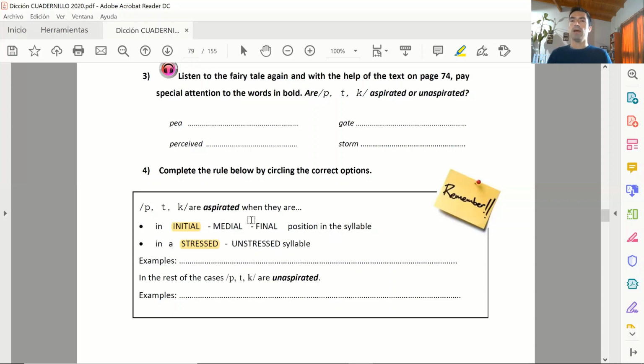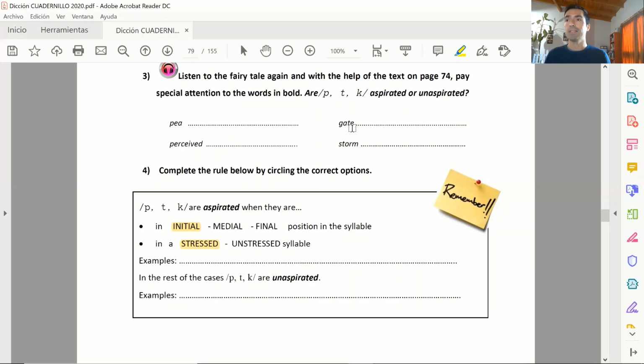So examples for that, if you remember from the text, some examples are P, P, and not B, P, but P. Then table, table, and not table, table, all right? Another example, king, king, but not king, king. So we should be able to move a sheet of paper like this. P, table, king, all right? And then other words with aspiration are came, points, etc., etc., all right? In the rest of the cases, those sounds are not aspirated, all right?